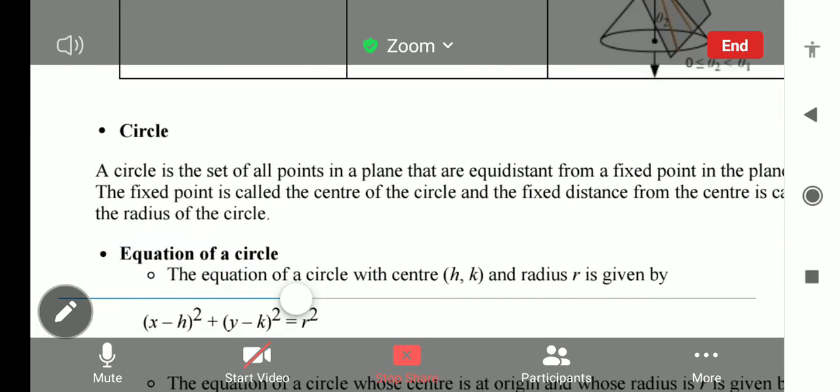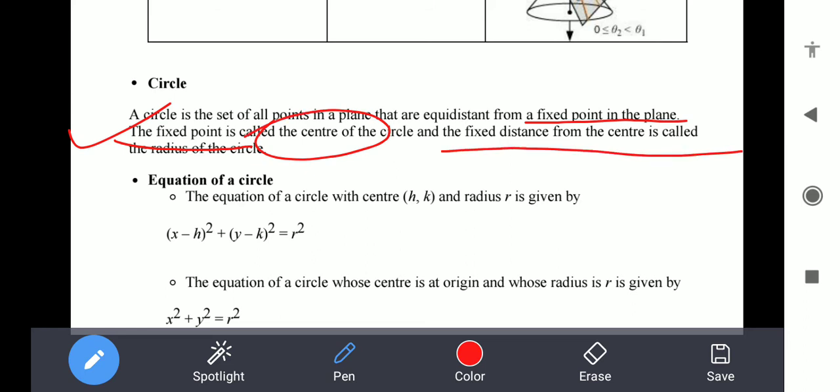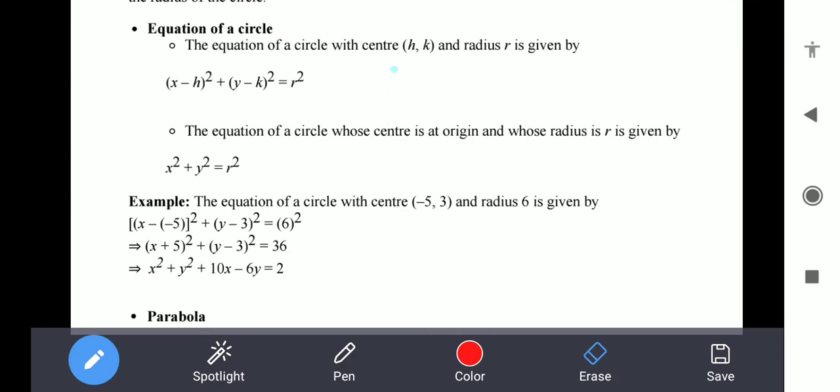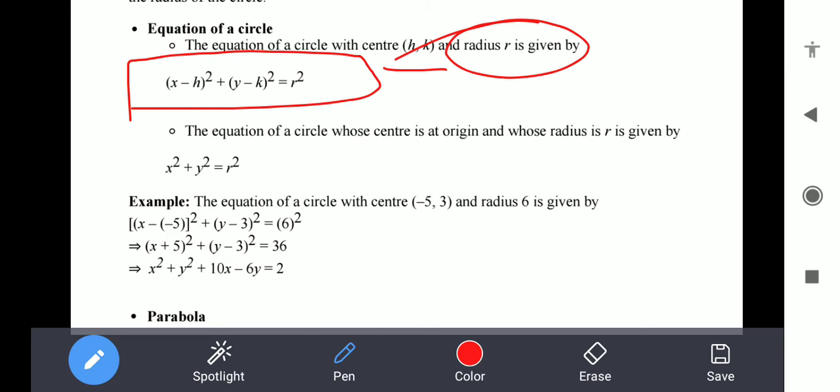Okay. Now the first shape, which is the circle. You know the definition of a circle? A circle is the set of all points in a plane that are equidistant from a fixed point in the plane. The fixed point is called the center of the circle and the fixed distance is called the radius of the circle. The first equation is when the center (h, k) and the radius r are given. In this case, the equation of the circle is (x minus h) whole square plus (y minus k) whole square is equal to r square.